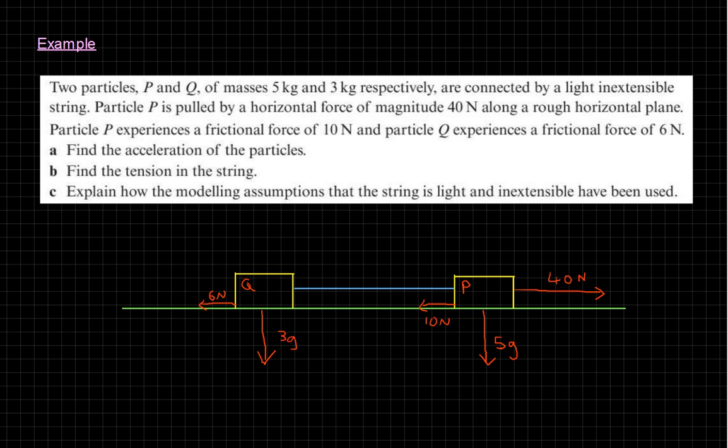Now, if I wanted to be really precise in forces, I should technically include the fact that there's going to be a reaction force here as well on Q. Because we know the box is not falling through the floor, so it's not moving up or down. So there's going to be a reaction force of 3g to match the downwards force of 3g. And similarly, because the box is not moving up or down, it must be in equilibrium vertically. So again, we've got 5g going up. And is there anything missing?